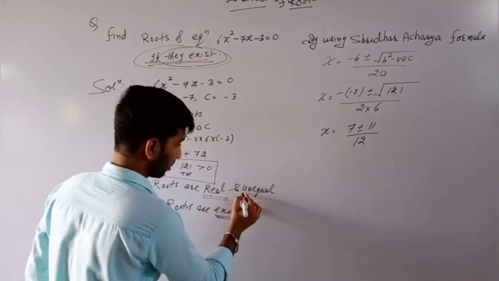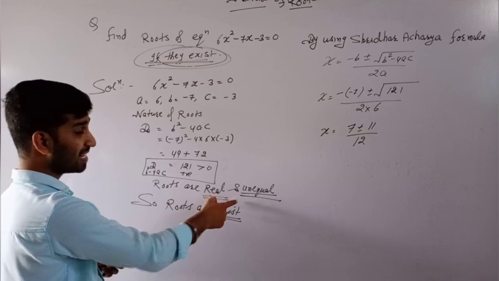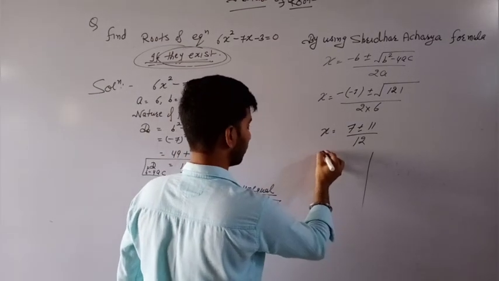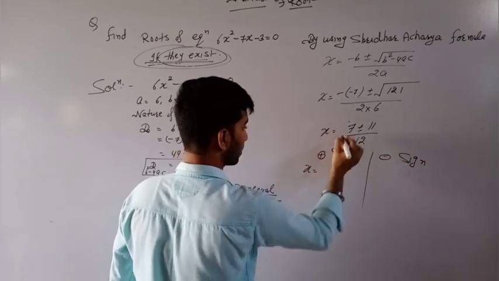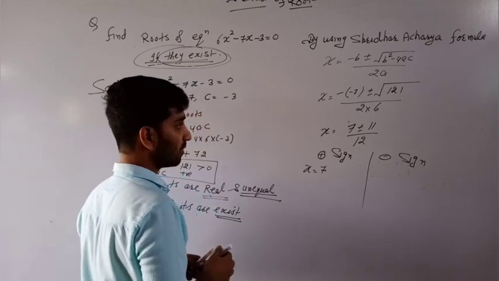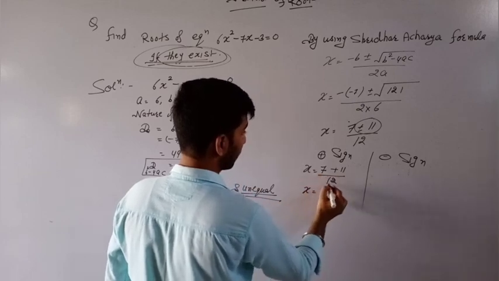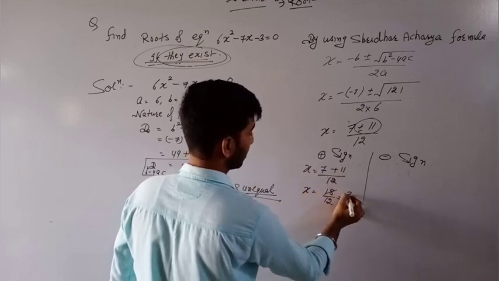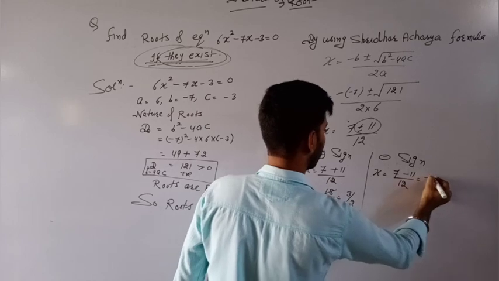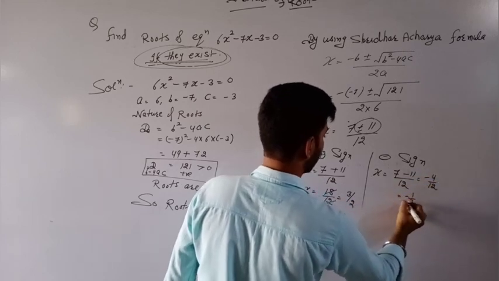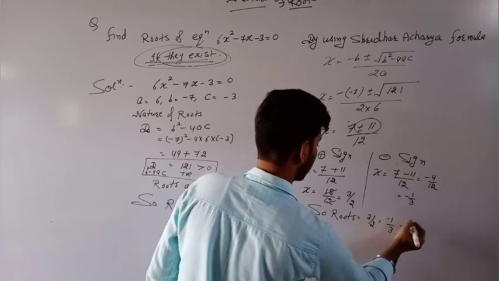Here we get two different answers because roots are unequal. Unequal means we get two different answers, by taking the positive sign and by taking the negative sign. For positive, 7 is always positive, here is the choice of positive and negative for 11. Plus 11 divided by 12. 7 plus 11 is 18 by 12. 6 3s are 18, 6 2s are 12. For the negative sign, 7 minus 11 by 12, minus 4 by 12, minus 1 by 3. So the roots are 3 by 2 and minus 1 by 3.